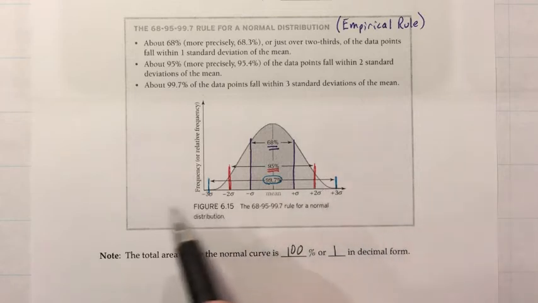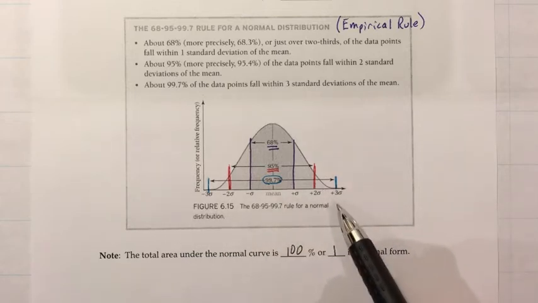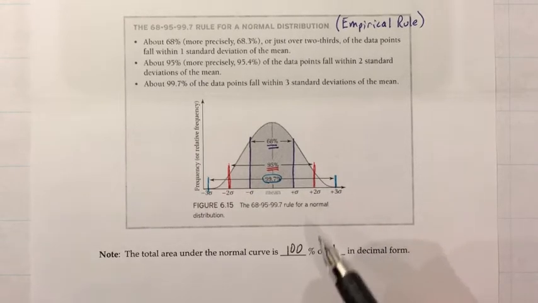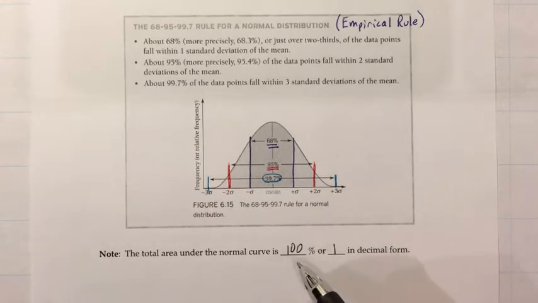It does go forever to the right and forever to the left. Like we mentioned, there's not much area past there, but there's some. So to get those problems correct, you're going to have to use this idea that the total area under a curve is 100%.